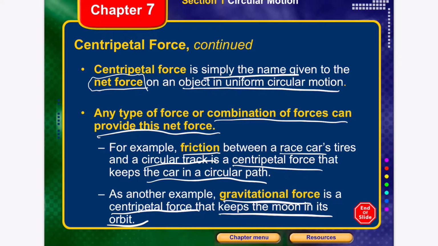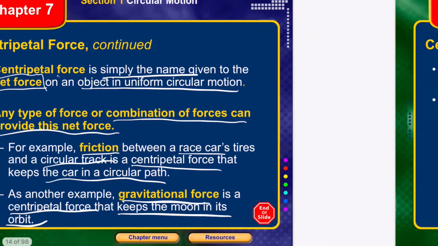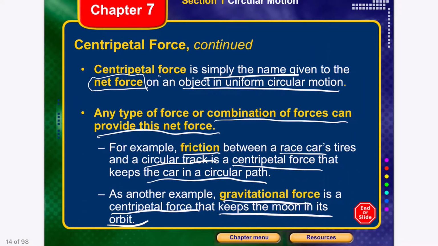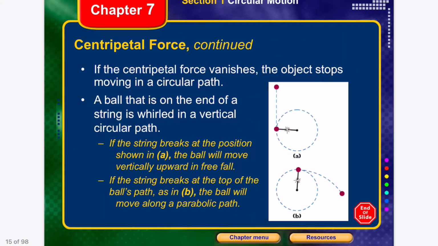So the net force itself, we call it a centripetal force, remembering that centripetal force itself is not something different. It can be caused by any type of force or a combination of forces. The idea here is that the force should be directed towards the center, and if that force is directed towards the center on a rotating object, then that force is generally called a centripetal force. Now, if the centripetal force vanishes, the object stops moving in a circular path. For example, when a rotating object is suddenly released, it goes from a circular path to a straight line path.